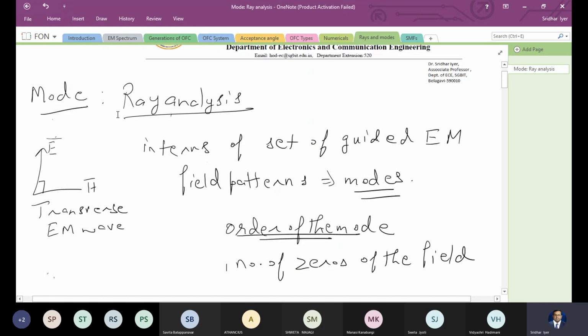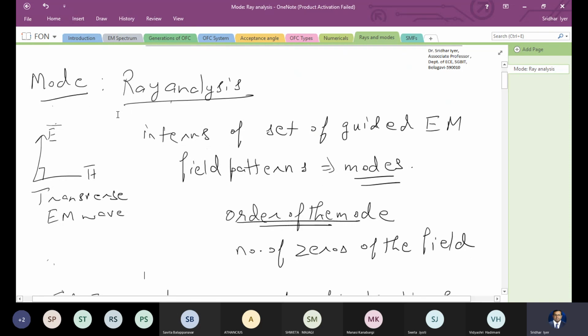So mode basically is a set of guided electromagnetic field patterns. So you have the electric field and the magnetic field, and if they are perpendicular to each other or orthogonal to each other, those kinds of waves are known as the transverse waves. These are also known as linearly polarized modes, or in short LP modes. Different books use different names. You could use the linearly polarized mode or the transverse electromagnetic wave.